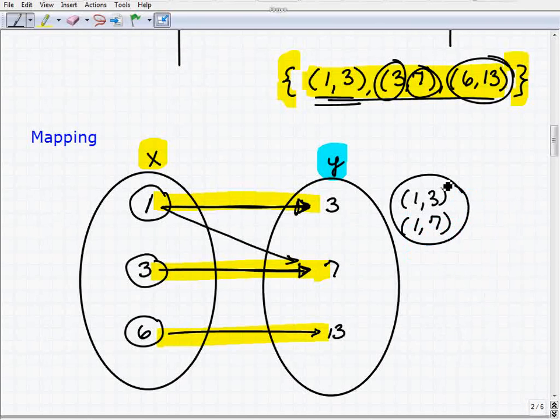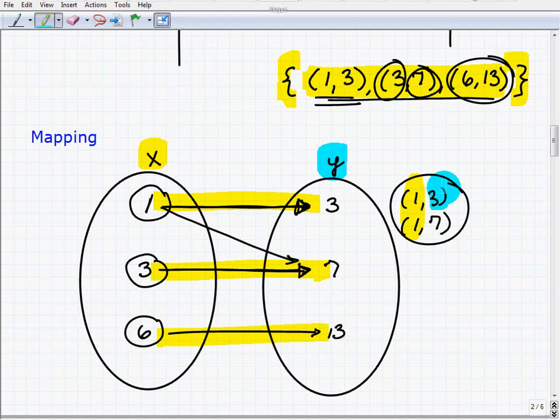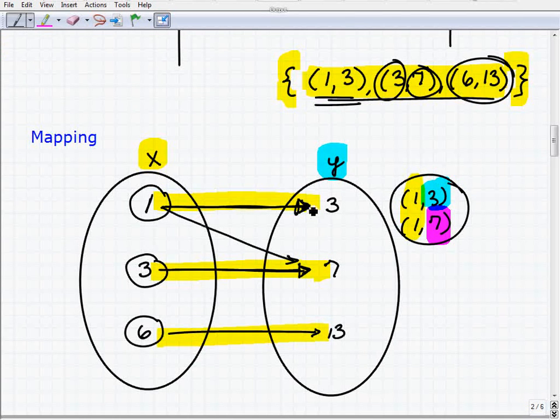So you can think of it this way. I'll use the term boyfriend or girlfriend, if you will. Let's say you have the same person, the same boyfriend, trying to date or go out with two different people. That's a problem. You see here, this one is trying to go with the 3 and with the 7 at the same time. That is not a function.